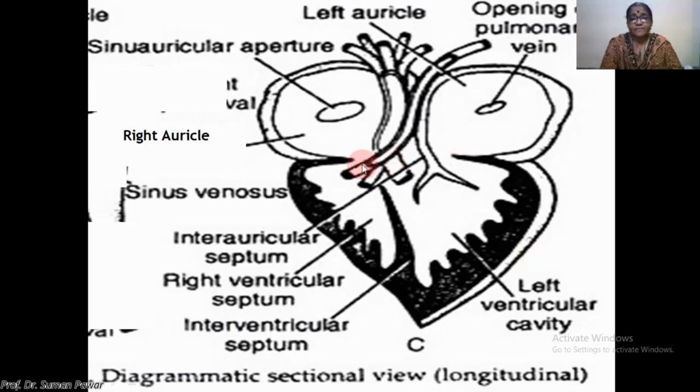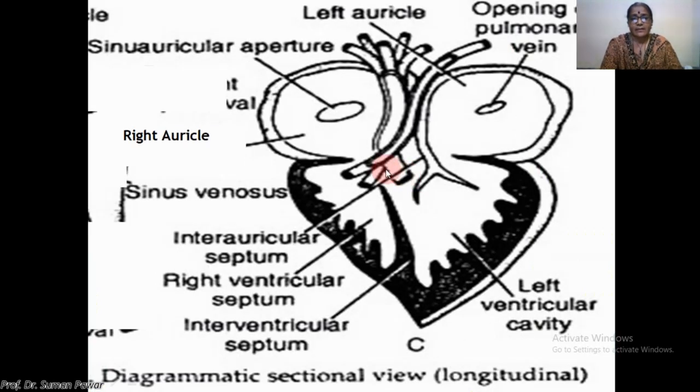Here are the three aortic arches. See, this is the right systemic arch. The middle one is the pulmonary arch, and this is the left systemic arch.